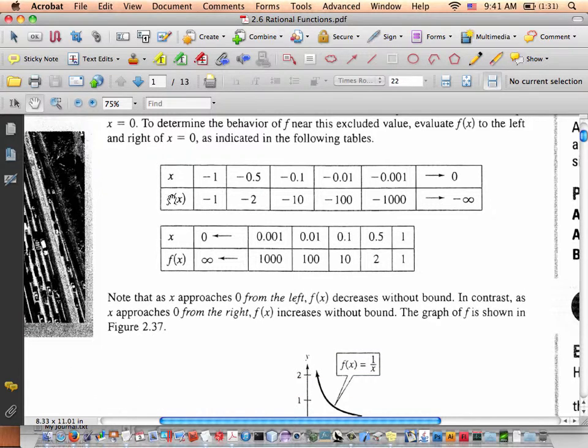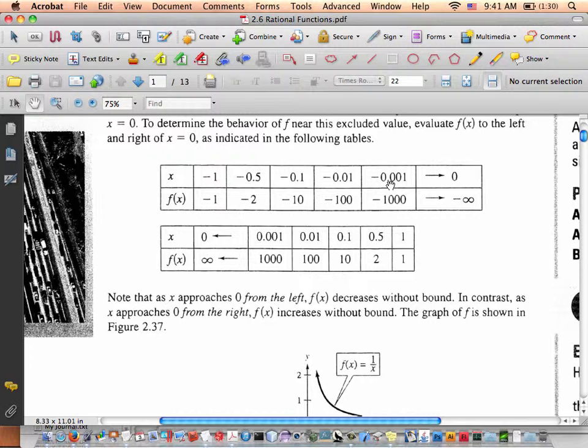So what we do is we create a table. Here are the x values, here are the y values, and look at what's happening with the x values. -1, -0.5, -0.1, -0.01, -0.001. What is this getting closer to? 0, right? Is it ever going to get there? No. But I want to know what the behavior of the function is, Josh.